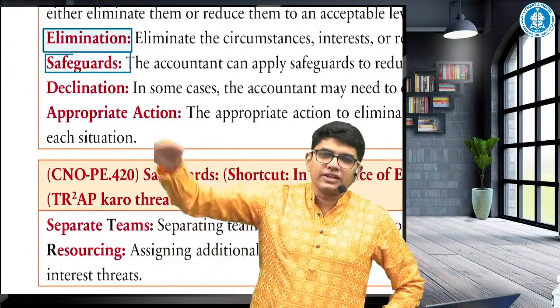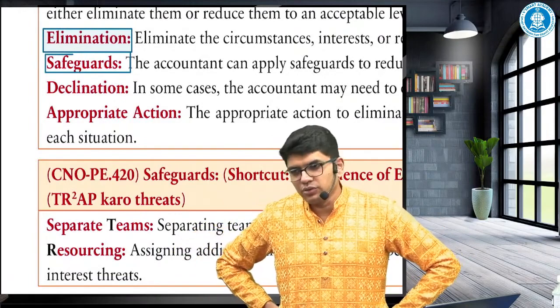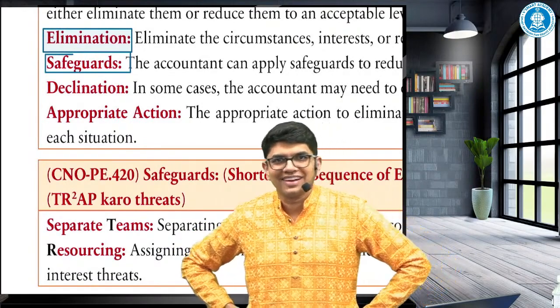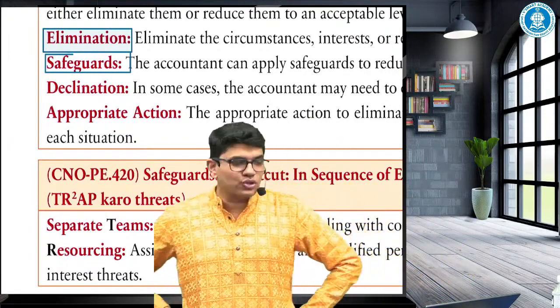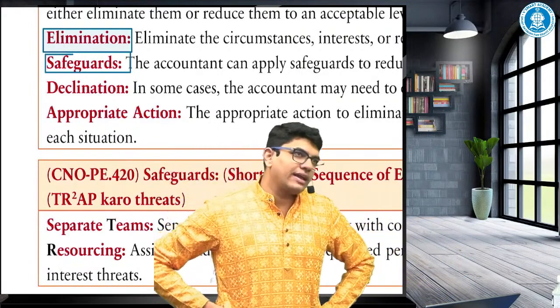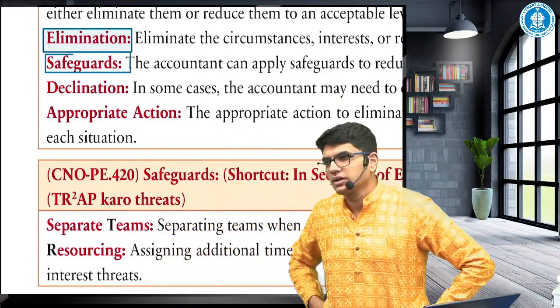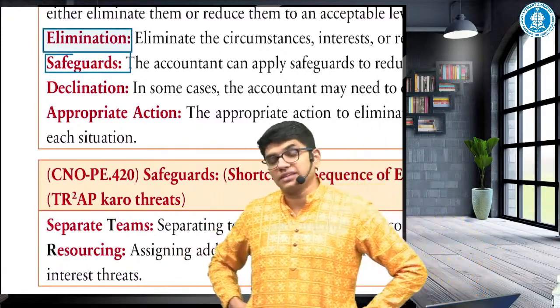Your wife is sitting in a position of director. How will you eliminate that? Can you break that relation? No. She will break you. Okay. So sometimes elimination is not possible. You should think first whether we can eliminate that relationship, eliminate that situation, and get rid of the threat. If that is not possible, can we apply the safeguards?